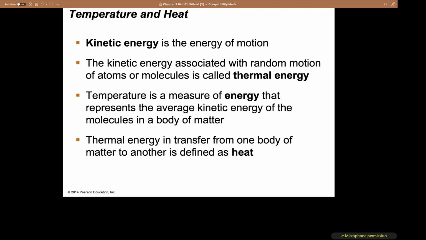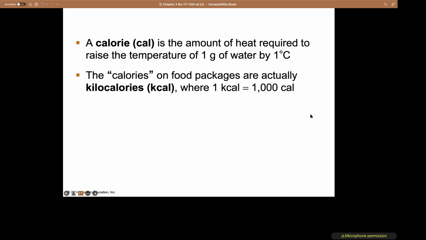And so your thermal energy can be transferred from one body of matter to another. And that is what is defined as heat. So when you sat in your friend's seat when they got up, you are feeling the transfer of their thermal energy, which was left behind on the bench. And now that thermal energy is being transferred to you in the form of heat.